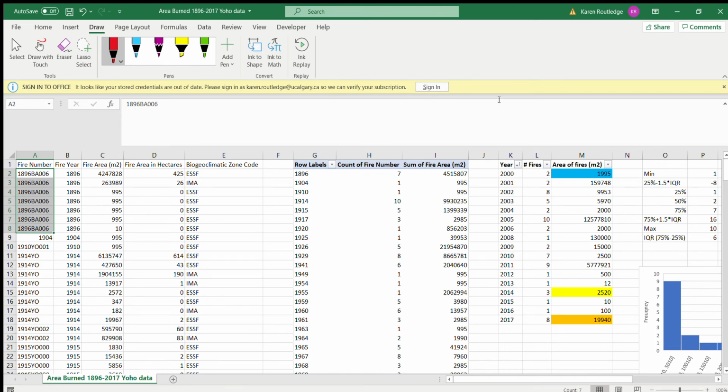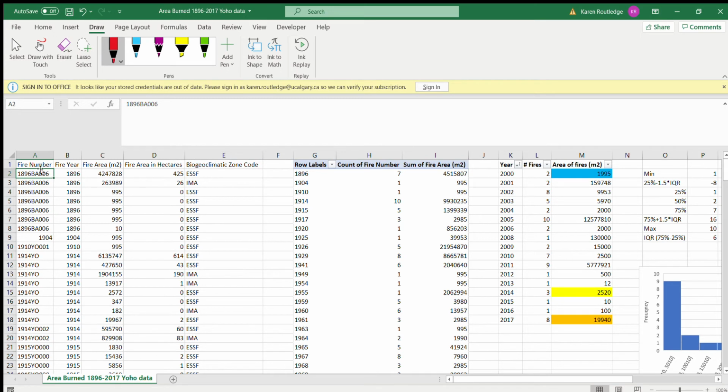This video will continue reviewing in some small part the different levels of data, but primarily focus on some plotting, especially as relates to histograms and box plots, otherwise known as box and whisker plots. So this video is based on the Yoho National Park burn data. This appeared in one of the problem sets.